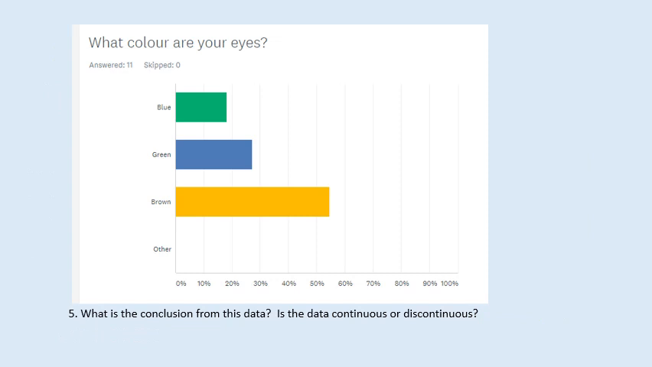Okay, what about this one? What do you think? What colour are your eyes? Is that continuous or discontinuous? Okay, hopefully you are aware by now that that's discontinuous data because there are specific categories for eye colour. You know, here we've got blue, green, brown eyes. Most people have brown eyes in our class, but because they're specific categories, it's discontinuous variation.